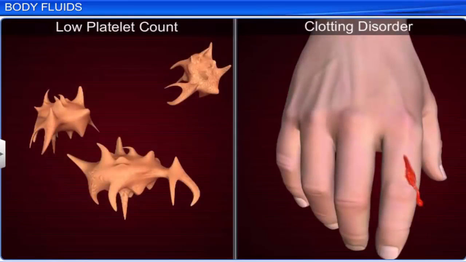The mesh looks reddish-brown and is called a clot or coagulum, which is formed in 3 to 5 minutes. As platelets help clotting, their reduction can result in clotting disorders causing severe blood loss.